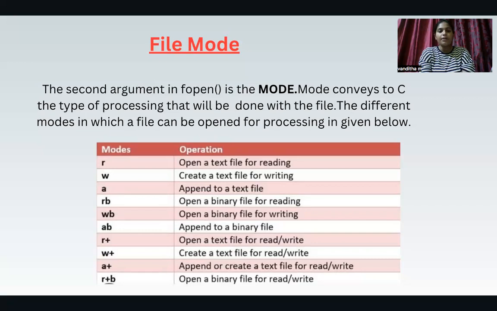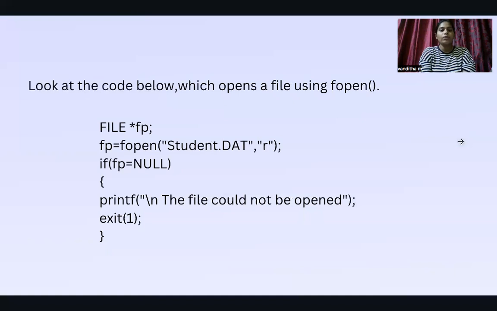r+, open a text file for read and write. w+, create a text file for read and write. a+, append or create a text file for read and write. r+b, open a binary file for read and write. Now, let's look into the code below which opens a file using fopen. FILE *fp; and the following program can be seen. In this program, "the file could not be opened" is the output.